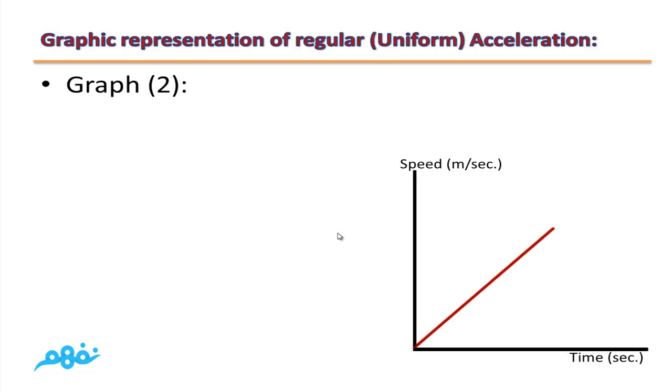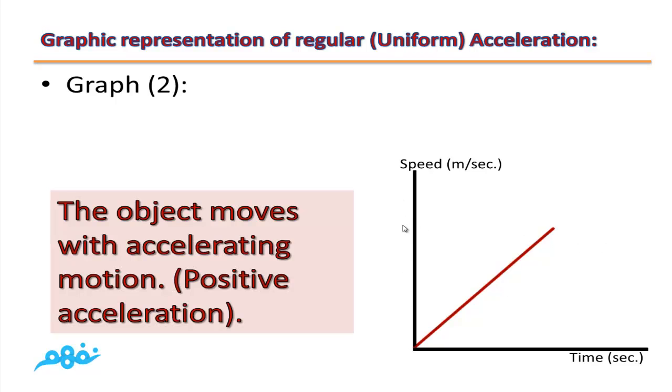The second graph is between speed in meters per second on the y-axis and time in seconds on the x-axis, and it is represented by a straight line passing through the point of origin. This means that by increasing the time, the speed also increases gradually. This means that this object moves with accelerating motion or positive acceleration.